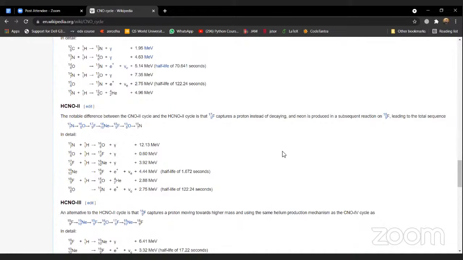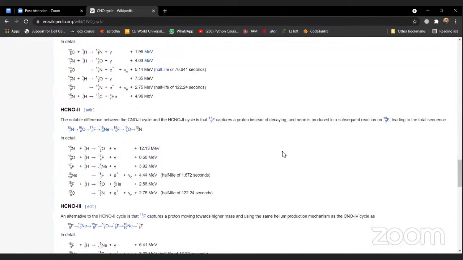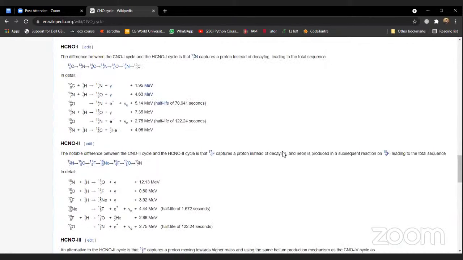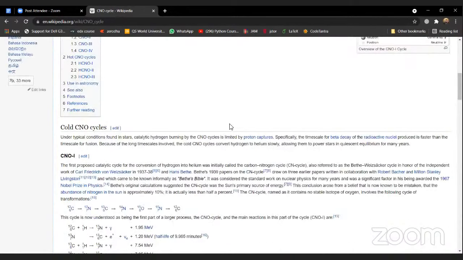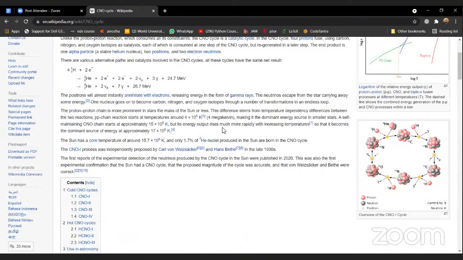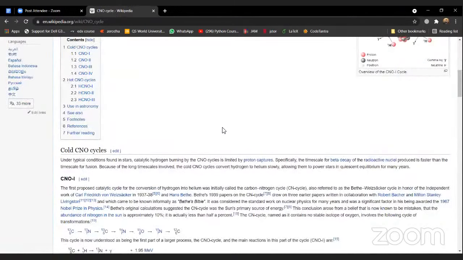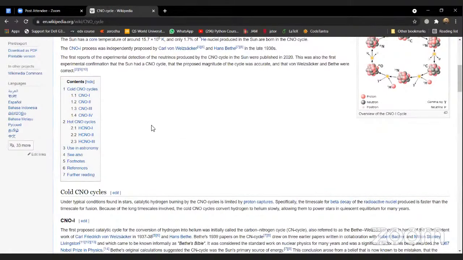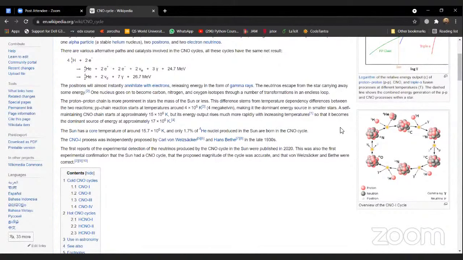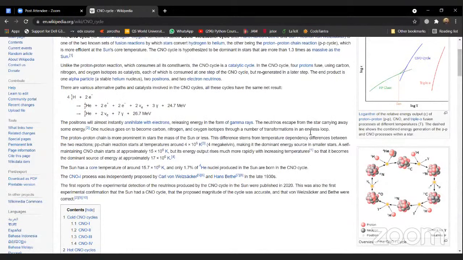So do you think some other reactions other than the proton-proton or CNO cycle must have already happened, so that these catalyst elements were formed initially? Yeah, Sagar, it's mentioned over here. The positrons will almost instantly annihilate with electrons, releasing energy. The neutrinos escape carrying some energy. One nucleus goes on to become a carbon, nitrogen, or oxygen isotope through a number of transformations. So this is how you get those three elements.